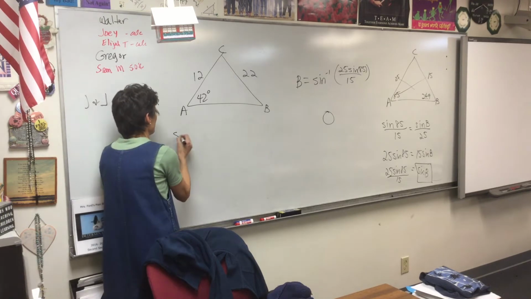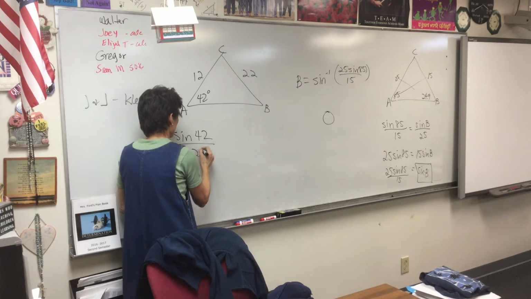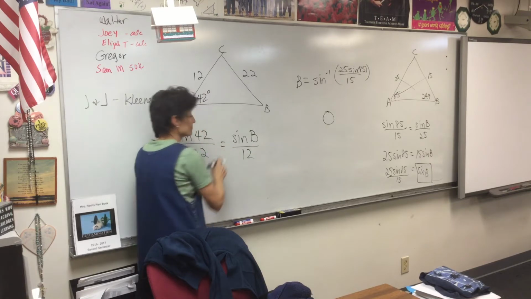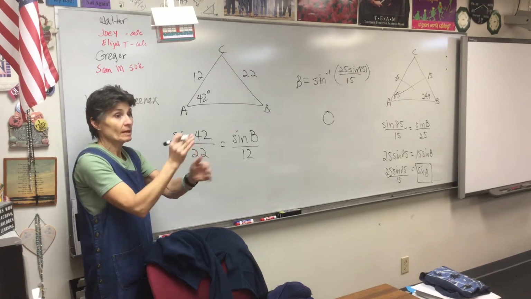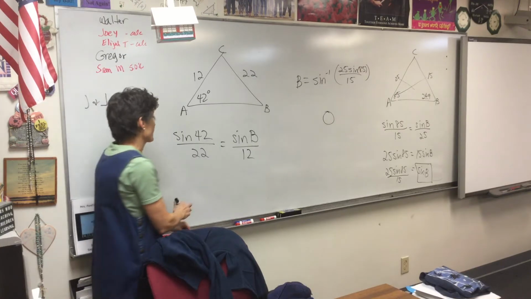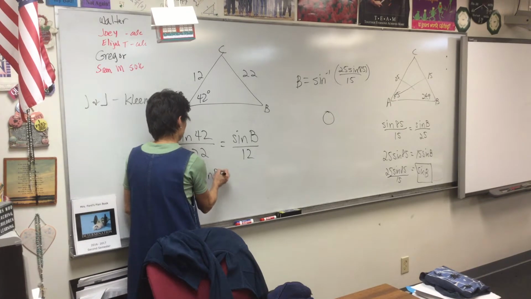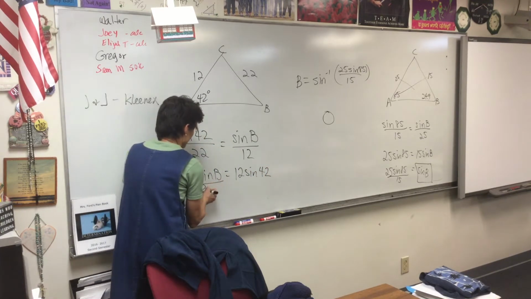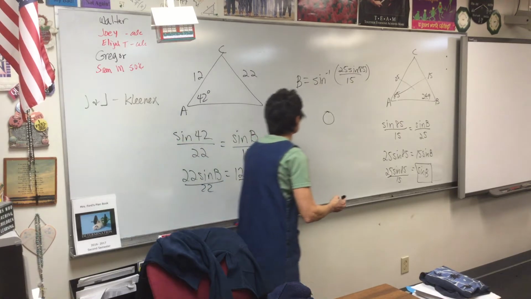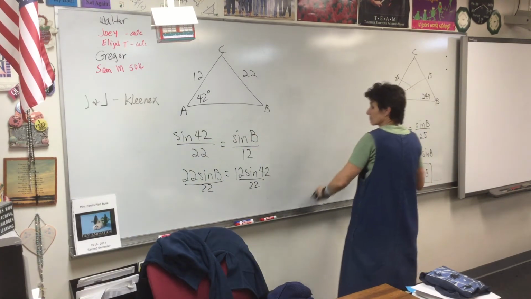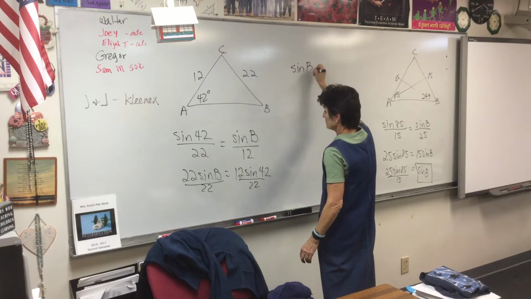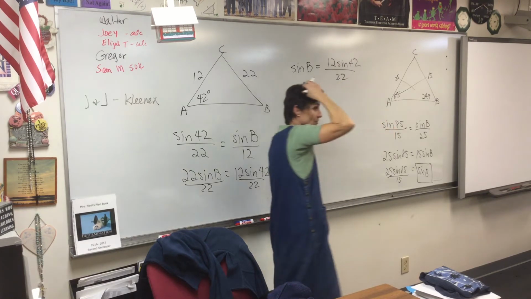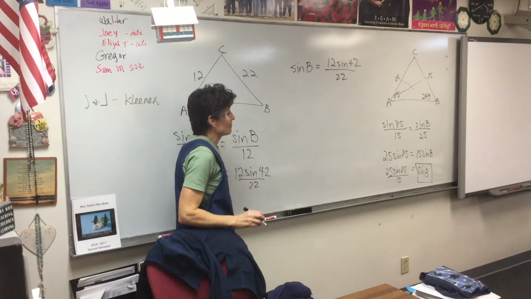Sine 42 over 22 equals sine B over 12. Remember, it's sine angle and then over side. So 22 sine B equals 12 sine 42. We're going to divide by 22. So sine B equals 12 sine 42 over 22. Is that good with everybody? Now this one should work.